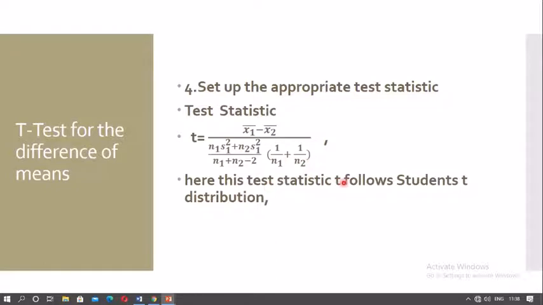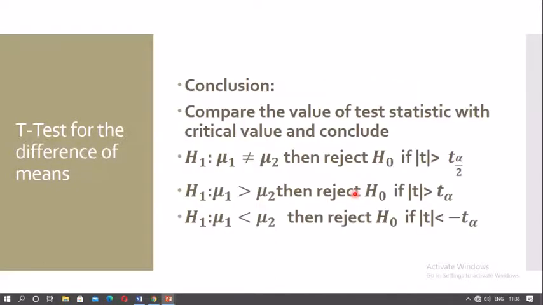Here this test statistic t follows a student's t distribution. Now your conclusion is that you have to compare the t with your critical values, that is t alpha by 2, t alpha and minus t alpha. So again, this is something that you have done for the large sample test also, so I'm not going to repeat it anymore. So that was the test for difference of means.